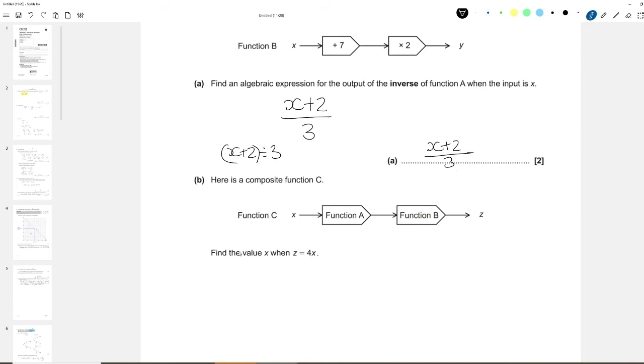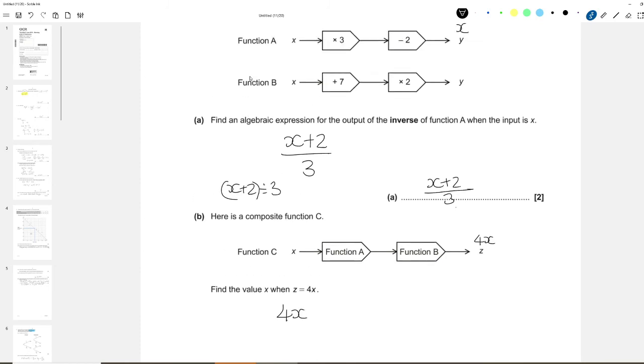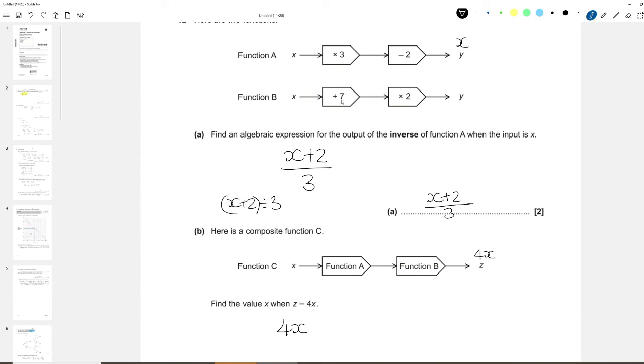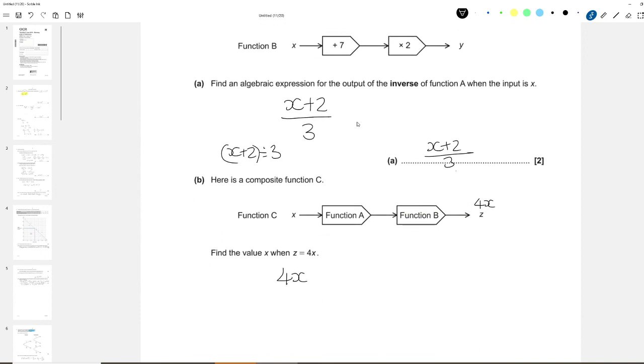So, find the value of x when z equals 4x. So when z equals 4x, I could put 4x here, it goes backwards to function B and goes backwards to function A to get x. So I'm going to do that. So okay, 4x, I'm going to work backwards. So I need to divide it by 2 and then minus 7. So I would get 2x, not divide, minus 7.